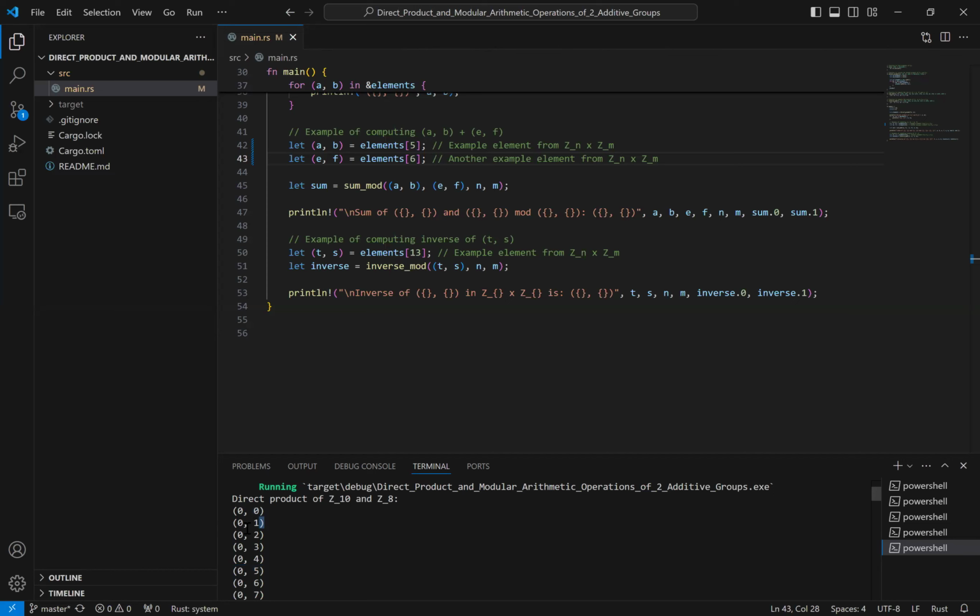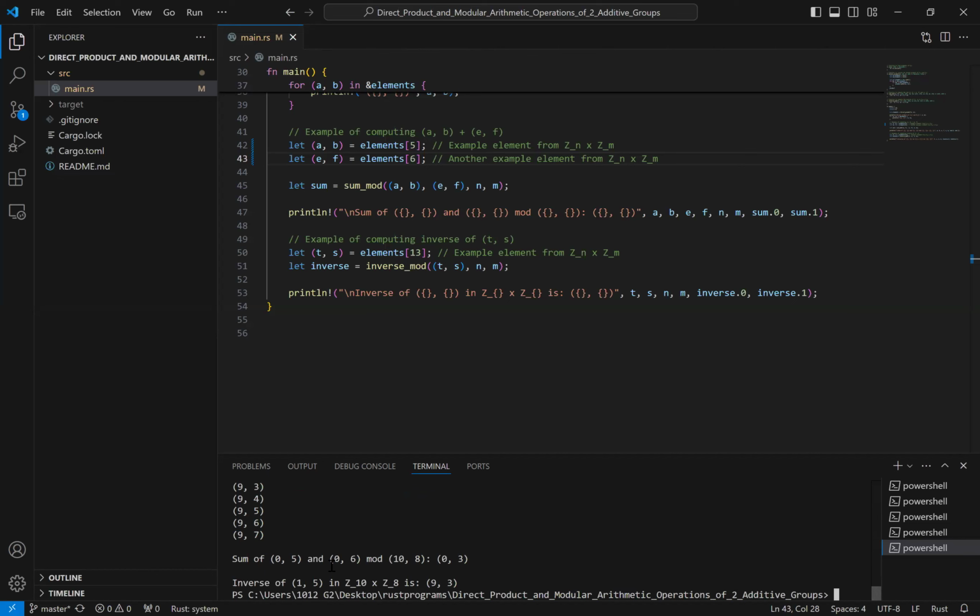1, 2, 3, 4, 5. Oh, it's not counting this 0, 0 as the first element. Why? Because I can see it's identifying this as the 5th element. 1, 2, 3, 4, 5, 6. It's identifying this as the 5th element, and then this as the 6th element. When you come to the sum, it has identified the 5th and the 6th element.